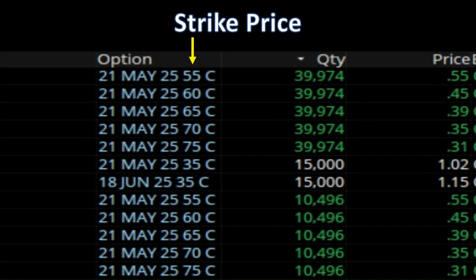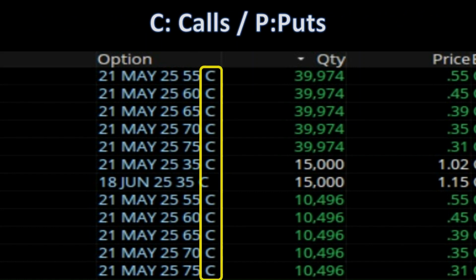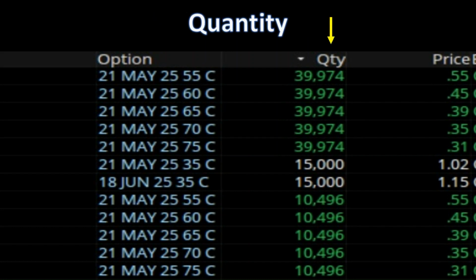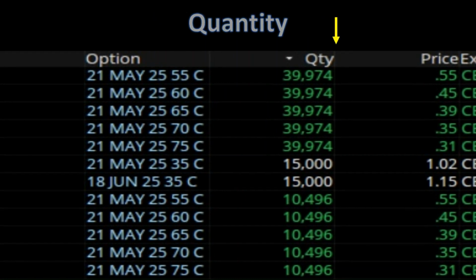Now, we also have the strike price. We're going to tell you exactly what the strike price is in just a moment. We have C for calls and P for puts. Calls are stock options you purchase if you think the market's going to go up. P, or puts, indicate that you buy that if you think the market's going to go down. Now, we also have the quantity. That's the number of contracts that were traded.